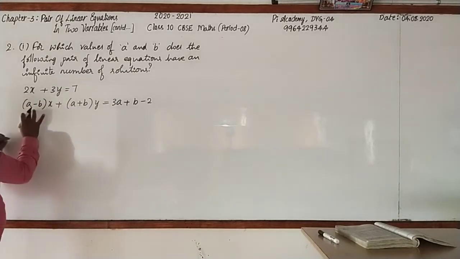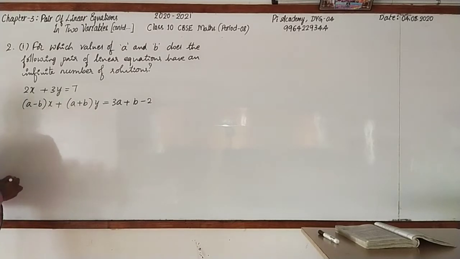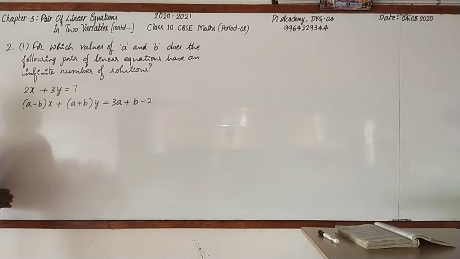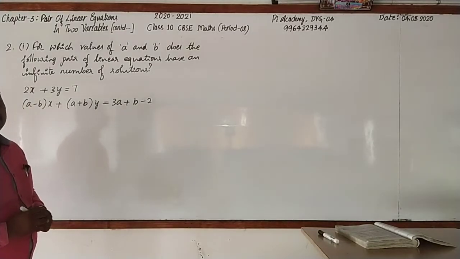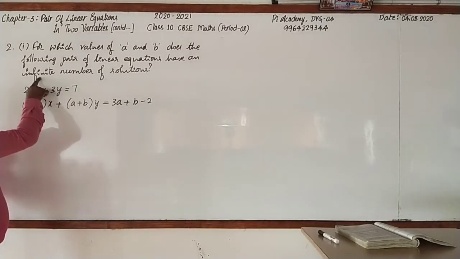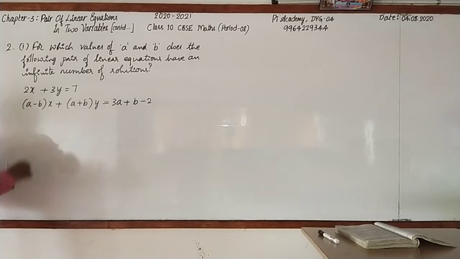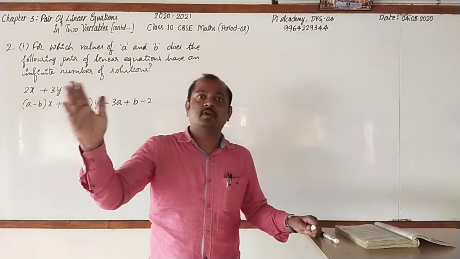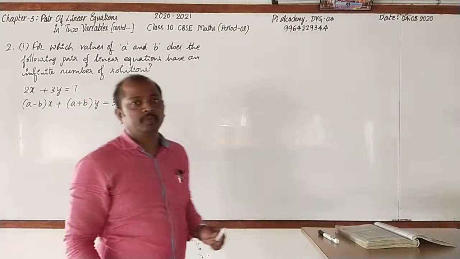Here, these are the two equations. The unknown terms are a and b, the unknown coefficients. You are going to find out their values. And these values should satisfy the condition. What is that? They must have infinite number of solutions. What is the condition for infinite number of solutions? Yes, all the three ratios are equal.